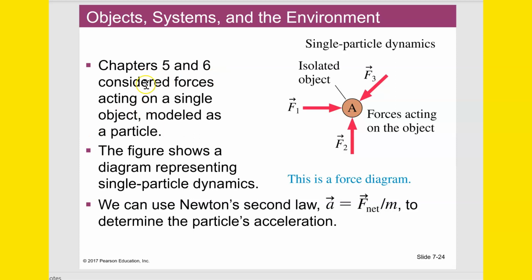Chapters 5 and 6 considered forces acting on a single object modeled as a particle. The figure shows a diagram representing single particle dynamics. You have an isolated object. Outside forces are acting on that object, just like we've been saying back in chapter 6. We can use Newton's second law, F equals ma, or if you rearrange it, a equals F over m, to determine the particle's acceleration.